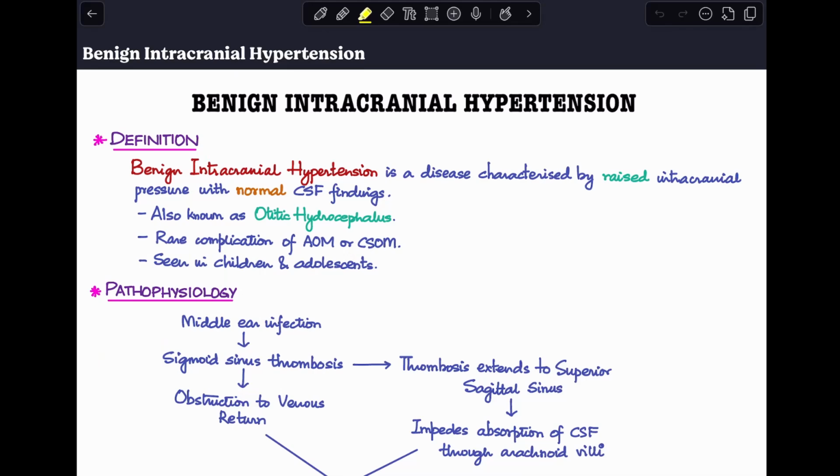Today, our topic of discussion is benign intracranial hypertension. This is also known as otitic hydrocephalus.